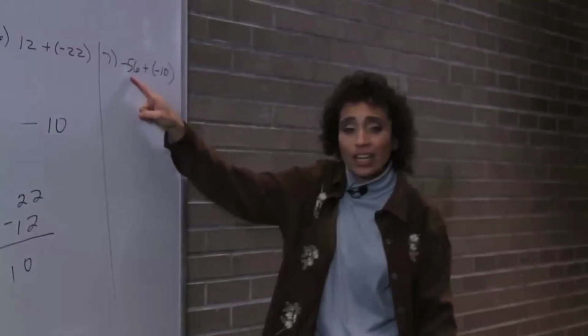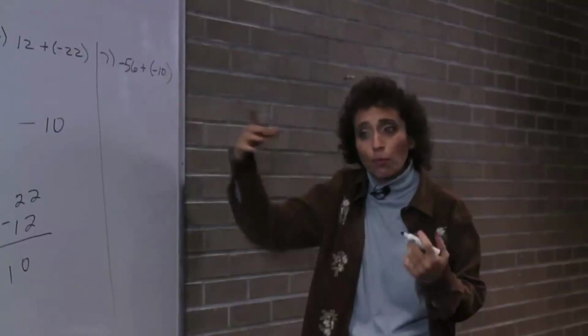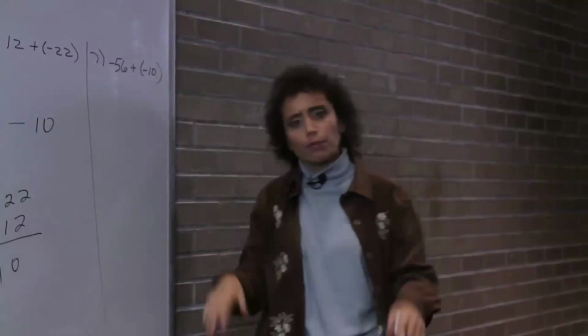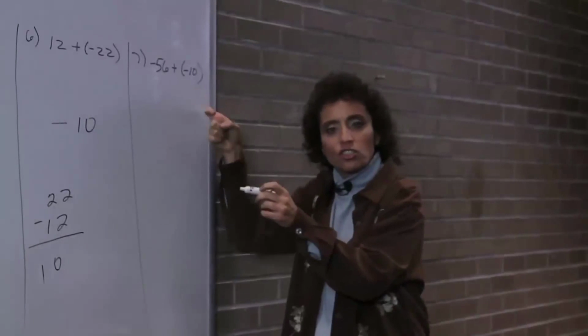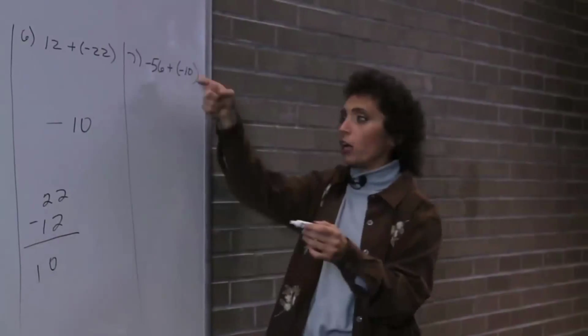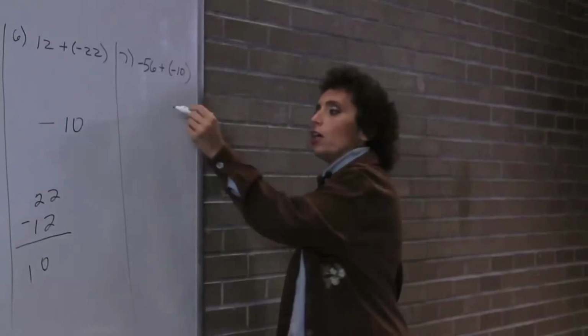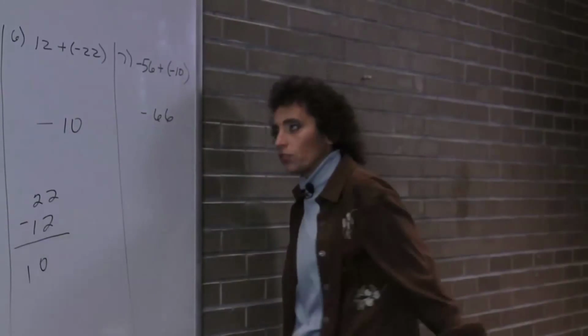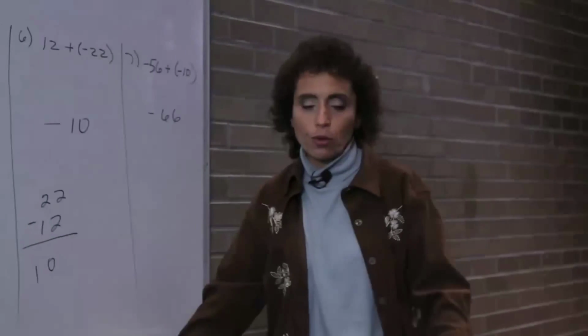I owe you $56, but I owe you now $10 more. That tells me I owe you a lot of money. That tells me that I owe you $66. I have to add these together because I owe you this and I still owe you this. Okay, so this is negative 66. All right, so I hope that worked out.